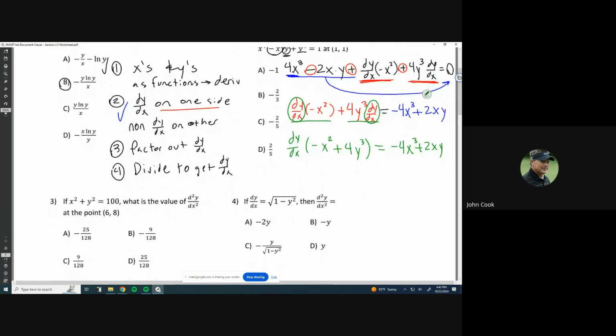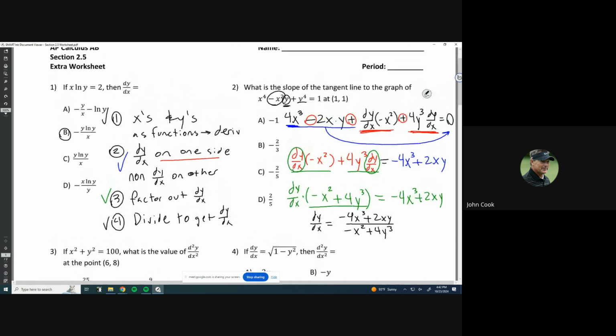Now to get dy/dx all by itself, I'm going to divide that last part out because dy/dx is quite literally multiplying on all this stuff. So the way to get rid of it is to divide it. So that's why I do my last step. Factor out the dy/dx, and then the last thing, get dy/dx all by itself. So divide to get dy/dx. So if I do that, I get dy/dx is equal to negative 4x to the 3rd plus 2xy over that stuff, negative x squared plus 4y to the 3rd. So that's the derivative. Let's see what it's asking for.